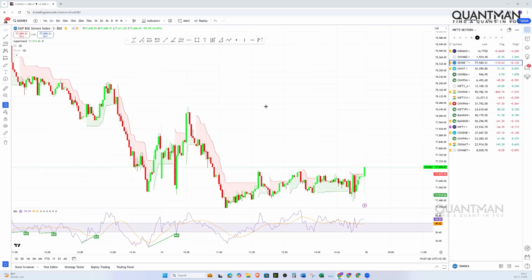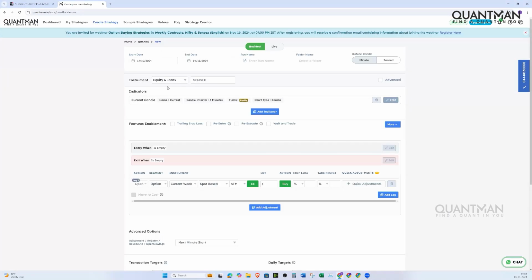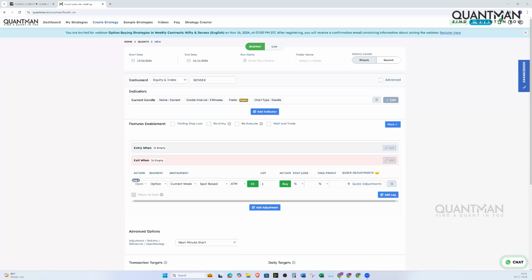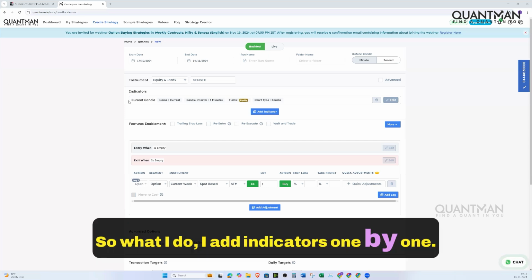So I create a sample strategy, which is a base strategy. From that base strategy, you can upgrade each and every indicator. Okay, option. Don't go for futures and options, because futures and options have less liquidity. So what I do, I add indicators one by one.